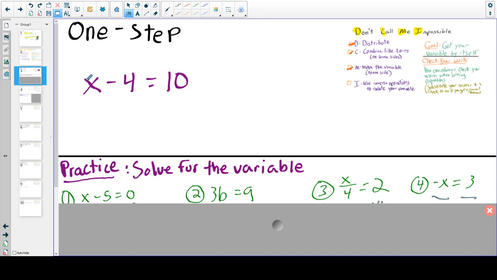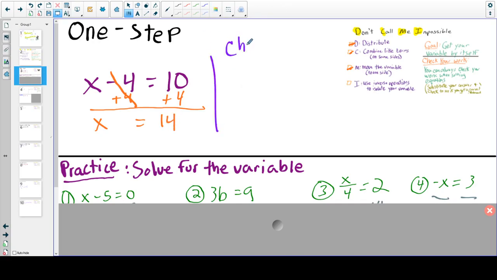Here's my x. I want to move this negative 4 to the other side. The inverse operation of minus 4 is plus 4. So I'm going to add 4 to both sides. I'm going to bring everything down. Negative 4 plus 4 is 0, so that goes away. Bring down my equal sign. 10 plus 4 is 14. But hold on. Why don't we check our work?